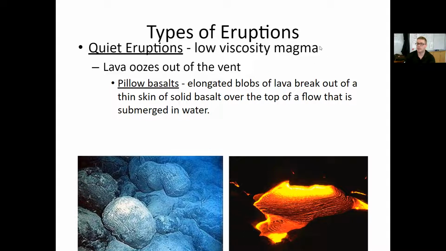Types of eruptions: quiet eruptions. We have low viscosity magma. This is our basaltic magma. This is where the lava is going to ooze out of the vent of the volcano. I always love that word, ooze. It's a good descriptor word.